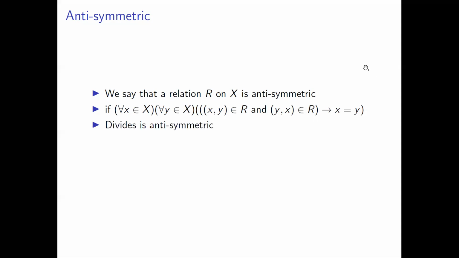For example, we can consider the relation divides on the positive integers. This one is anti-symmetric. If you have two positive integers, a and b, and you know that a divides b and b divides a, then you can deduce that a equals b. Congruence mod 2 is not anti-symmetric. For example, on the integers, 2 is congruent to 4 mod 2, and 4 is congruent to 2 mod 2, but 2 does not equal 4. And the edge relation for a graph will typically not be anti-symmetric.